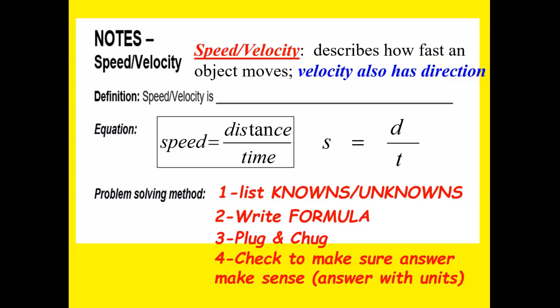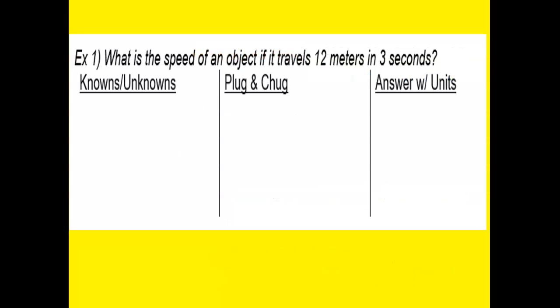The plug and chug means once you have your formula, you're going to plug in the knowns, and then chug means solving the problem for the unknown. Then once you have your answer with the units, you check to make sure that it makes sense. If you have the correct units for what you're solving for, then you know you've made the proper formula and solved for it correctly. All right, so we're going to do the 3 practice problems on your note sheet. These are the 3 different types of speed or velocity problems you will see.